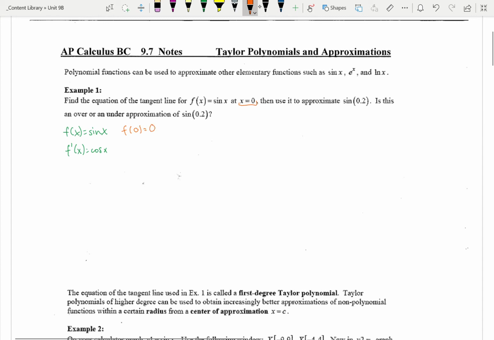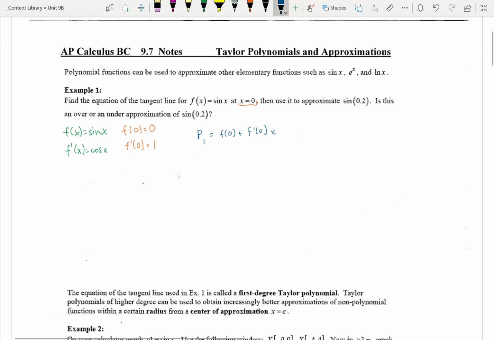It's going to be 0. We're going to find the slope of the tangent line at that point of tangency. Cosine of 0 equals 1. And now we have a point and a slope, and we can create the equation for the tangent line. Now I'm going to call this p sub 1 for polynomial of degree 1. It's a tangent line, so of course it's linear, degree 1. And we're going to write this out as f of 0 plus f prime of 0 times x.